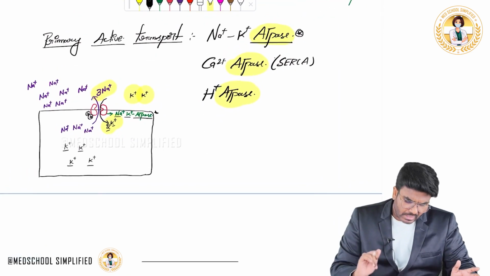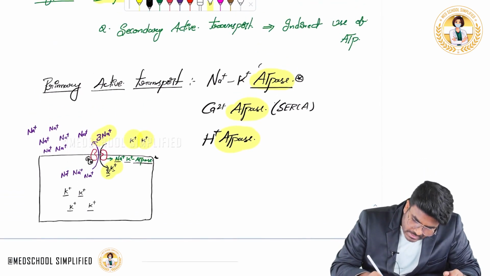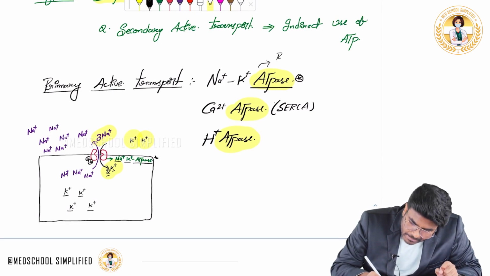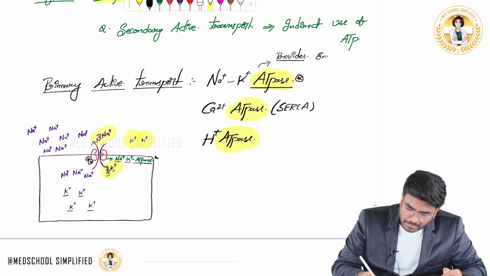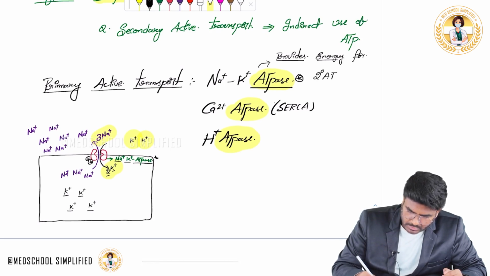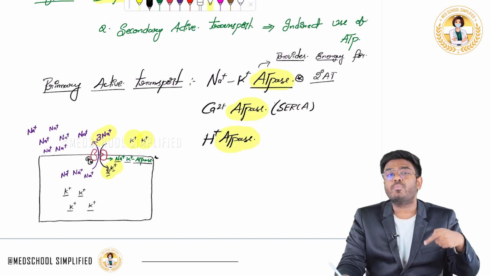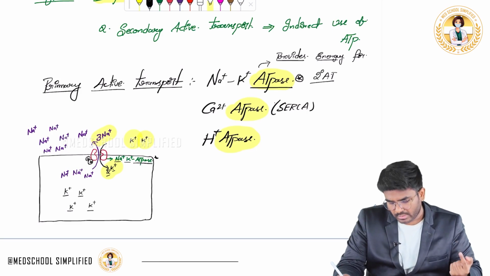And not only this, later on I will tell you, the sodium potassium ATPase is the one which provides indirect energy. Just remember this point now, later you will get more clarity. It provides energy for the secondary active transport. The sodium potassium ATPase by itself is an example of primary active transport, and it gives energy for the secondary active transport. How? Later I will explain.